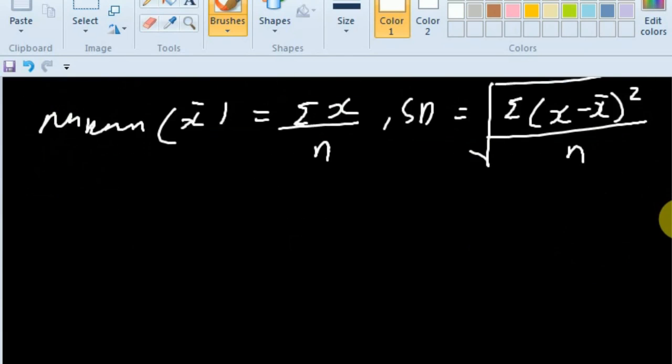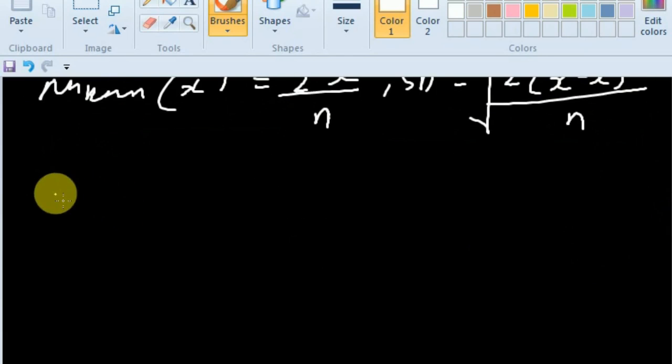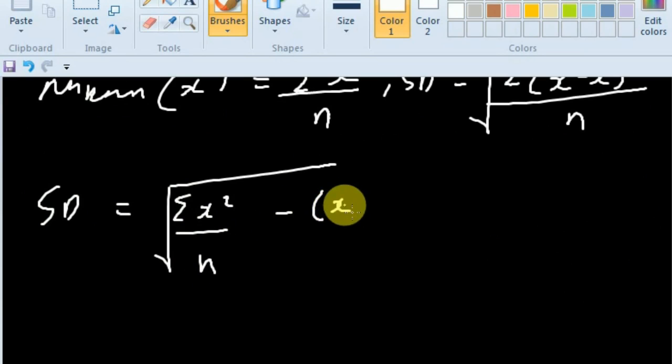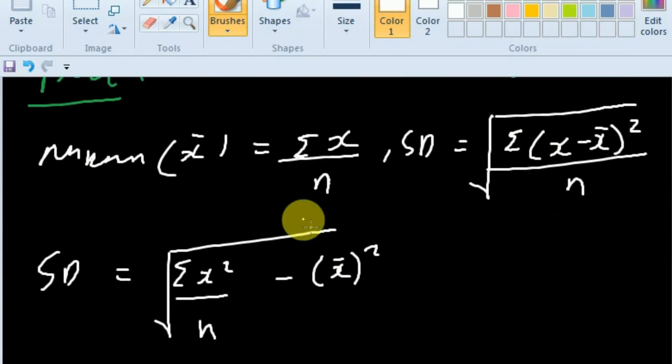And the other formula that we can use, we can also say standard deviation is equal to the square root of the summation of x squared divided by the number of scores minus the mean squared there. So those are the two formulas that you can use. You can either use this one or this one to calculate the standard deviation. And for this example, we are going to use this information.